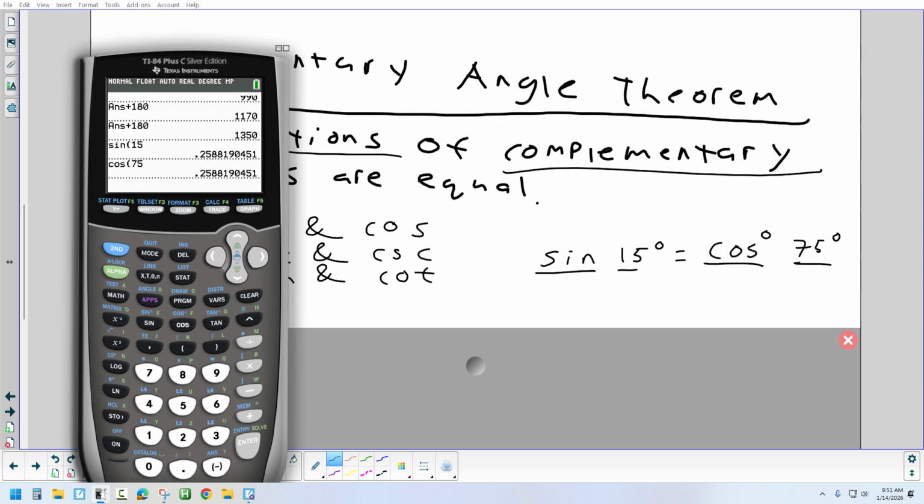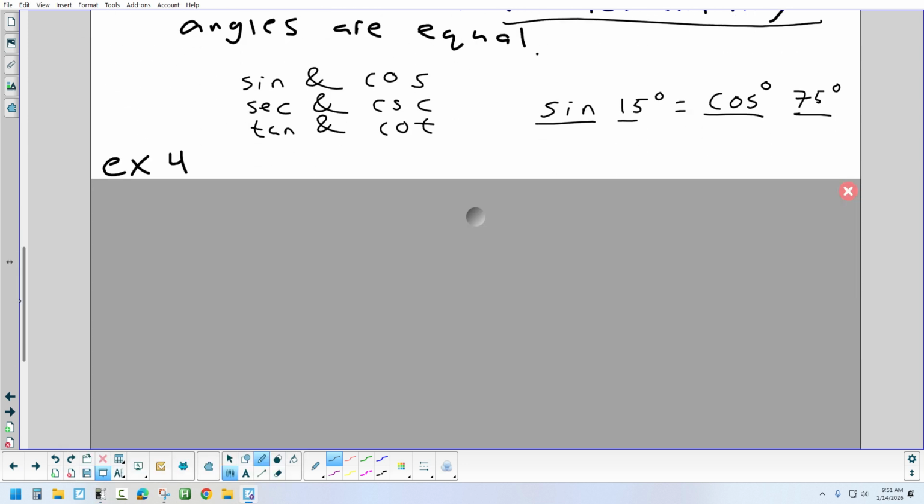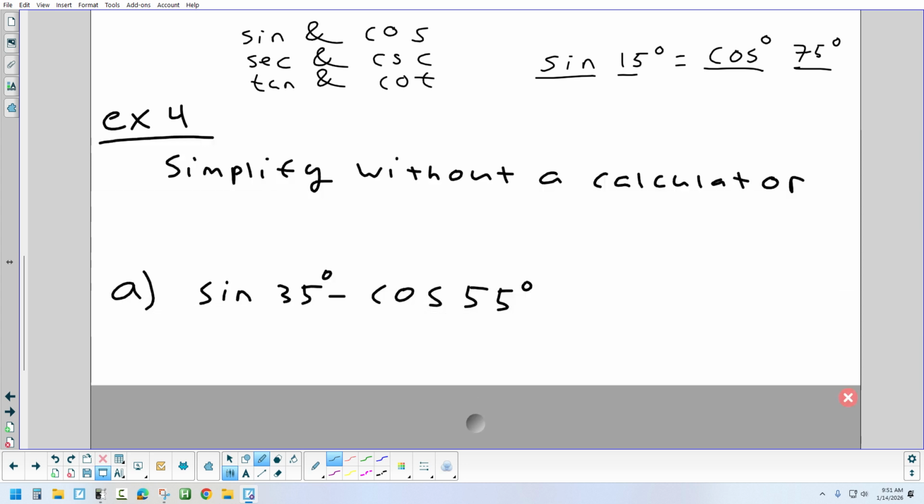Same thing. So why would that be useful? Well, let's do this. I'm more interested in the why than the actual answer here. The sine of 35 minus the cosine of 55. What would that come out to? Wouldn't it come out to 0? Yes, the answer there is 0. How come?